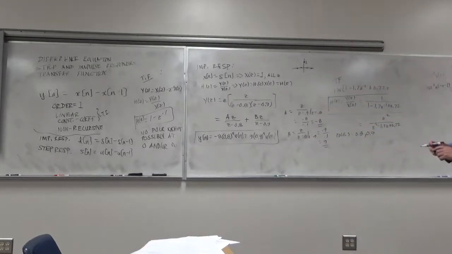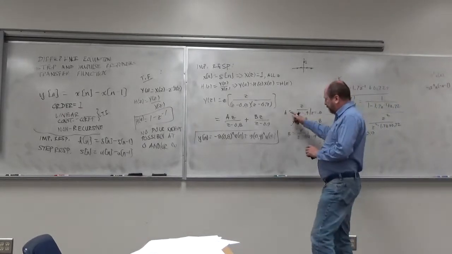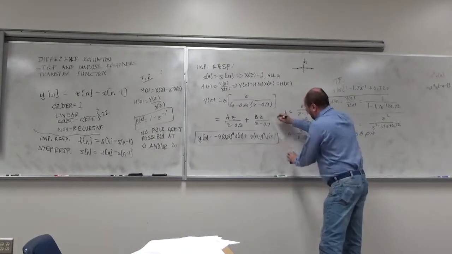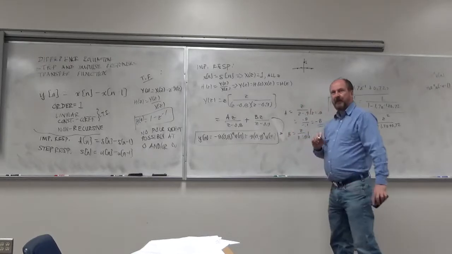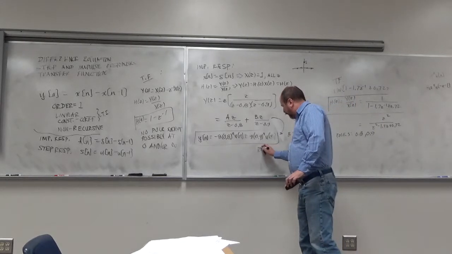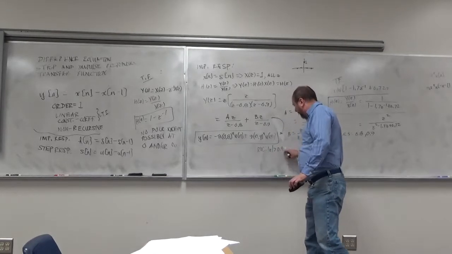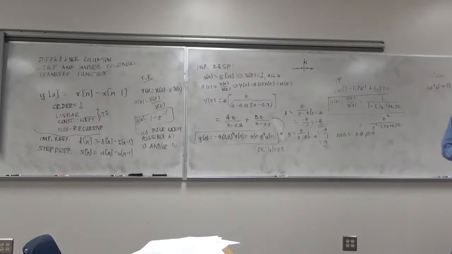What did I assume here? I assumed, now at this point finding A and B, it doesn't matter, but in going from this step to that step, I assumed an ROC that was magnitude of z greater than 0.9. In other words, outside both poles. You see that? Now, could I have assumed this region of convergence? I could have assumed either one. Would it have made any sense, though? What if I'd done this one? No, it wouldn't have. Why?